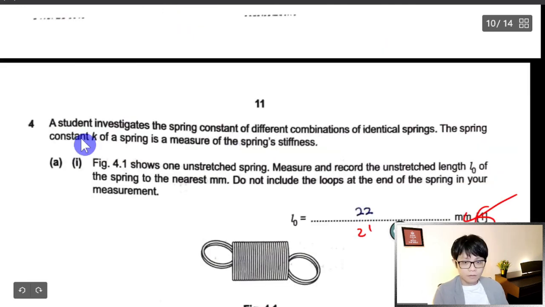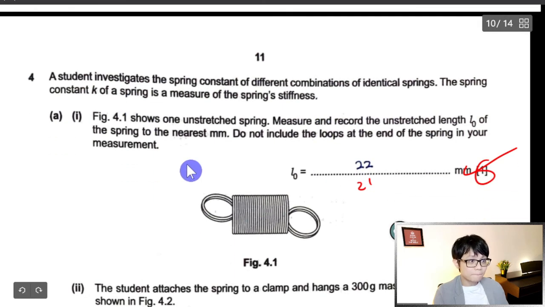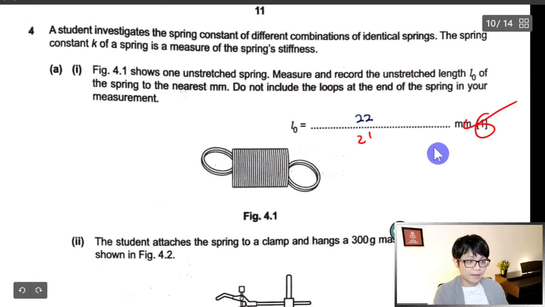Number 4, a spring under compression, the spring constant k. Measure the length L. Use a ruler to measure in mm. So the marking answer is 21. Students getting 22 is common, because when you print out the paper, there will be some adjusted scale.